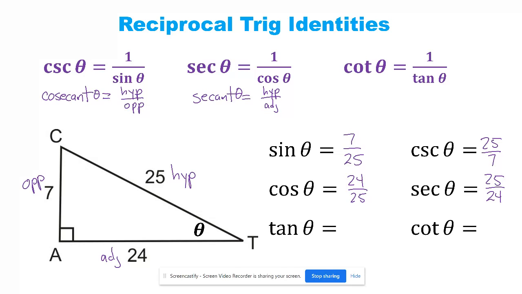And finally, this is the easy one to remember. It's cotangent. So it makes sense. Cotangent goes with the tangent. And cotangent is your reciprocal of tangent. And so tangent is opposite over adjacent, the TOA. Cotangent is adjacent over opposite. So our tangent originally here was 7 over 24. Our cotangent would be 24 over 7.